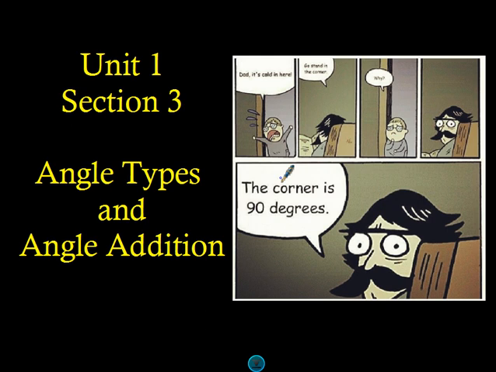This is the last video of Unit 1. We are going to be looking at types of angles and angle addition today. Lots of vocabulary here, so please make sure that you are using the pause feature to make sure that you are writing down, but also listening to what I'm talking about as well.